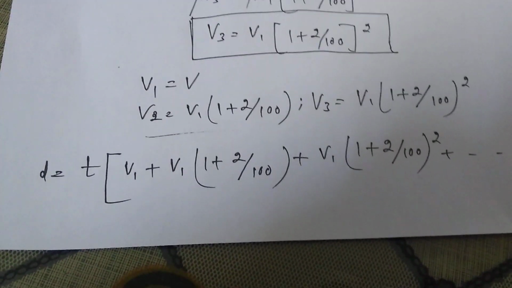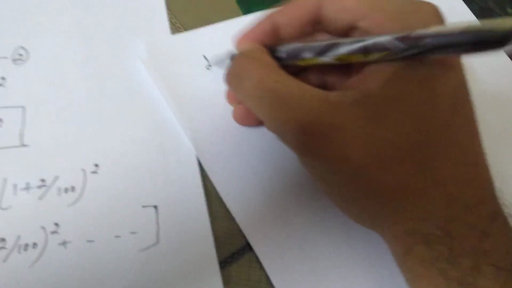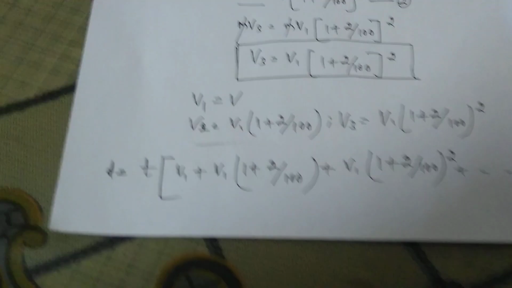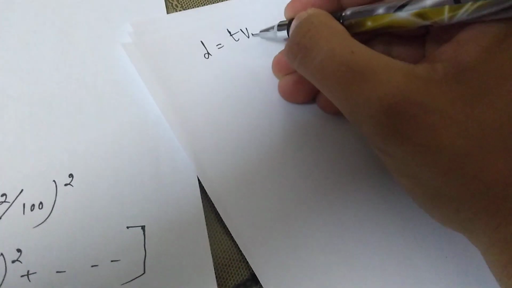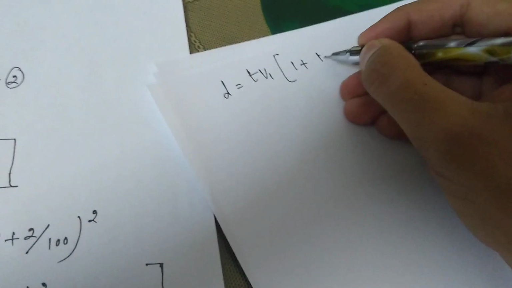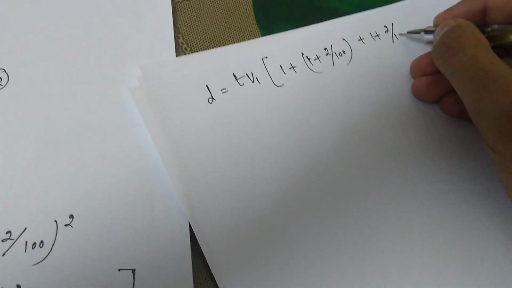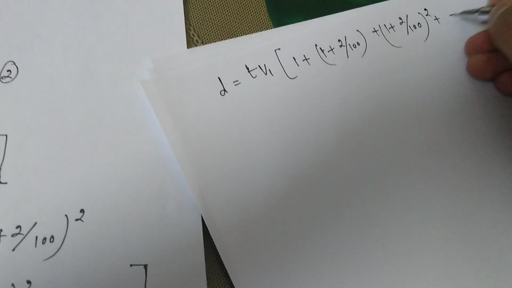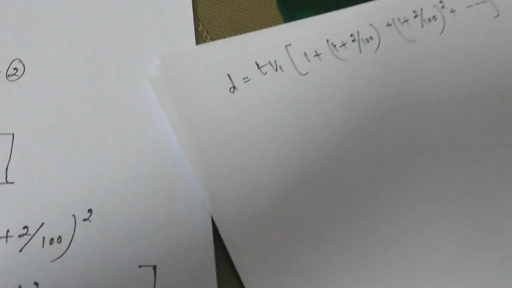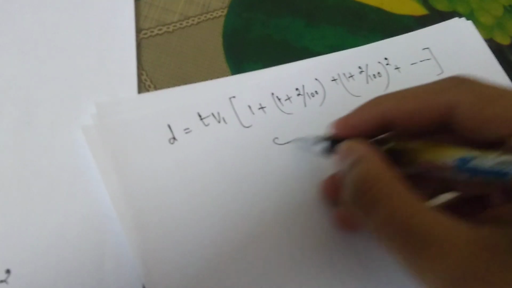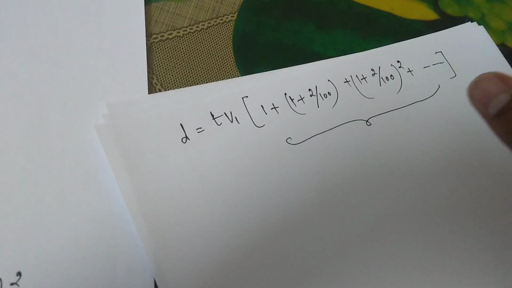So this is the last step, and I'm going to start from here. D equals T. We have to take V1 common out of this bracket, and we'll get T into V1 into [1 plus (1 plus 2 over 100) plus (1 plus 2 over 100) whole square, and so on up to n terms]. We are going to find this sum. We have n terms like this, so we just have to sum all these terms.